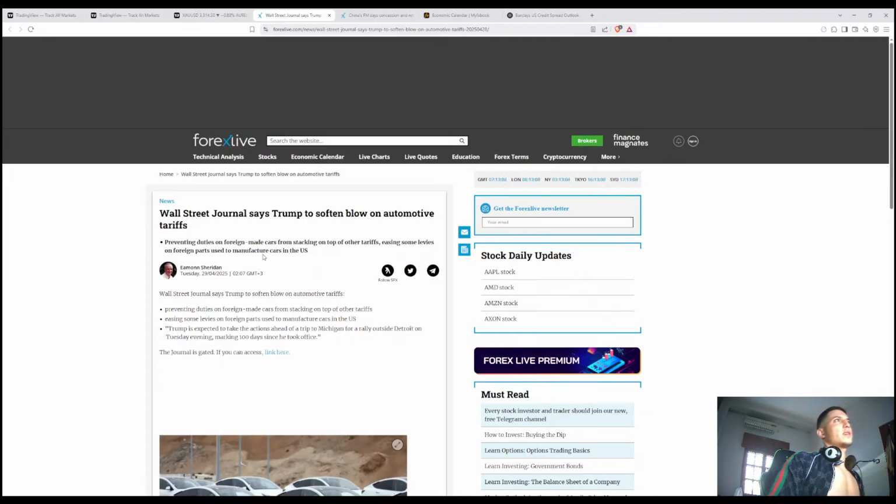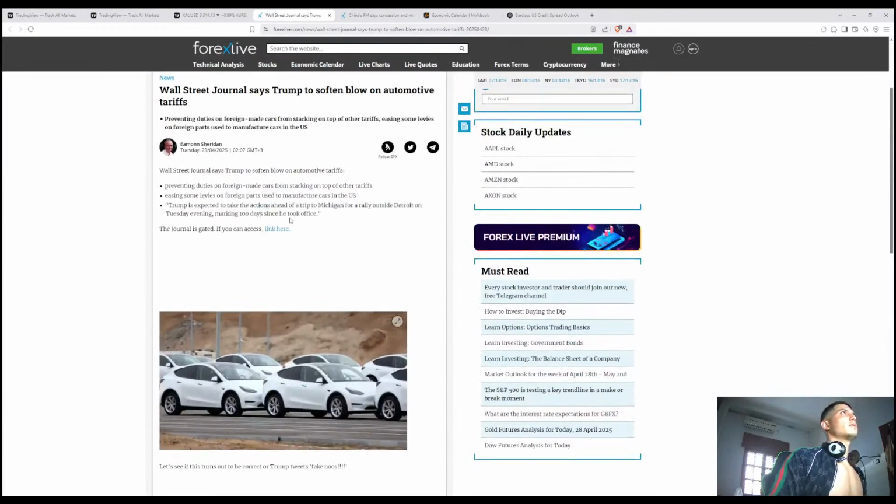Wall Street Journal says Trump to soften blow on automotive tariffs, alright? Preventing duties on foreign-made cars from stacking on top of other tariffs, easing some levies on foreign parts used to manufacture them. Trump is expected to take the actions ahead of a trip to Michigan.